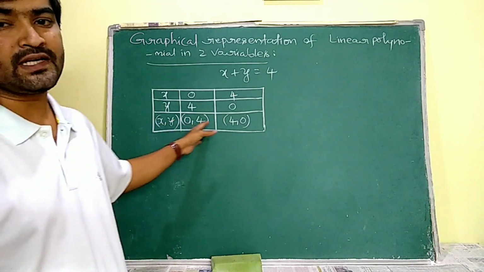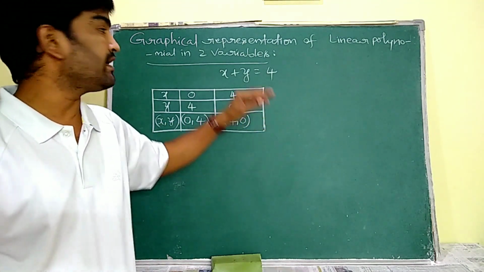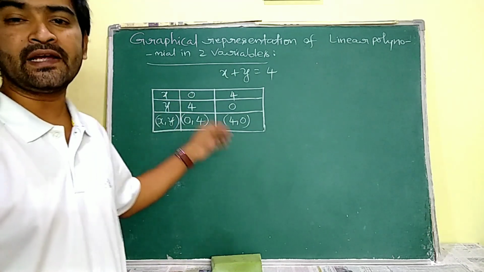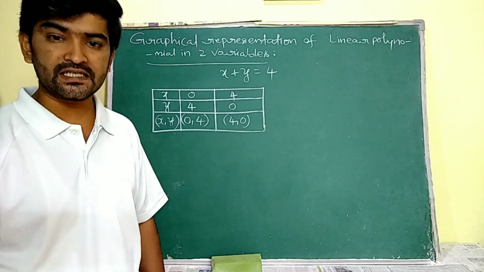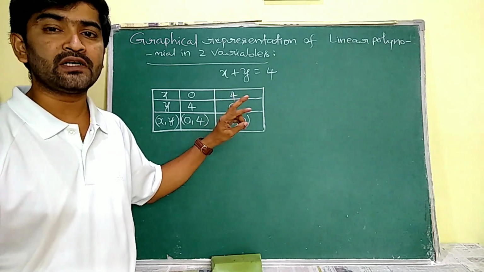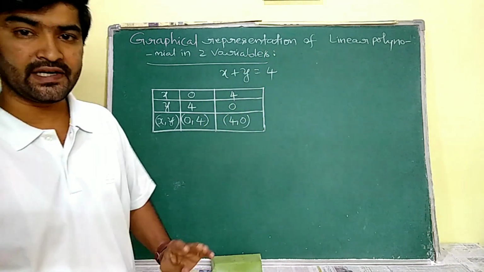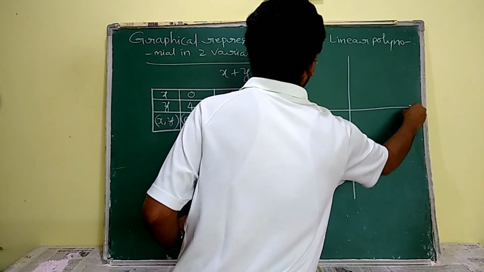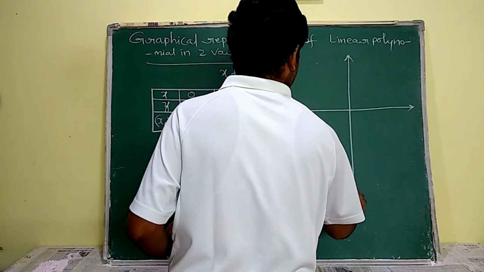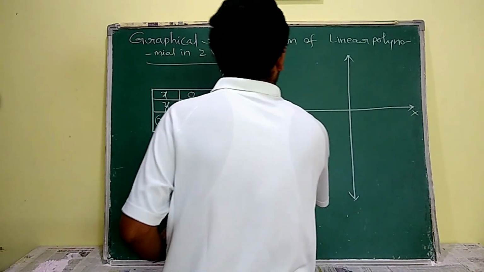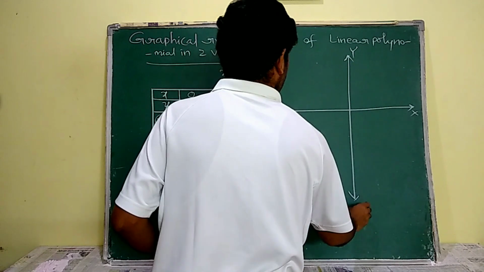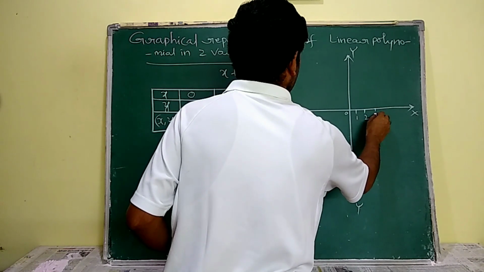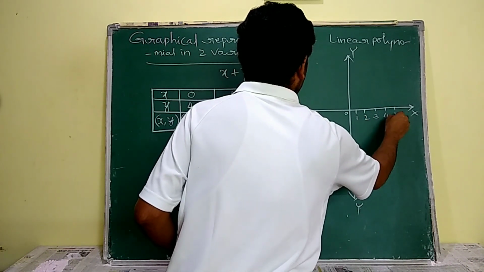If you keep finding points like this, you will get infinite points, because a line has infinite points on it. But for drawing a line, we need only 2 points. That is why you find 2 points which can be plotted on the graph sheet very easily. For that, you have to draw the graph. Firstly, write the x and y axes, then the origin, then the scale. Here I am going to consider 1 centimeter equal to 1 unit on the x-axis and y-axis.